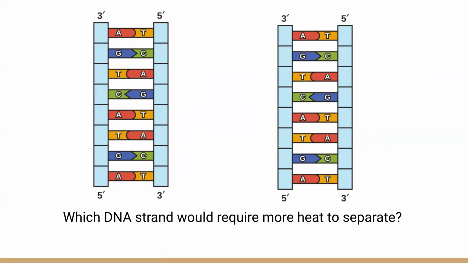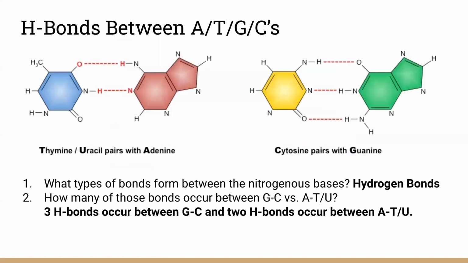But basically, the idea is that if there were, let's say, instead of these 3 ATs, GC pairing, this strand would need more heat to separate because there are a lot more hydrogen bonds holding it together. So the more AT bonds there are, the easier it is to break apart? Exactly, because of the number of hydrogen bonds occurring between the bases.